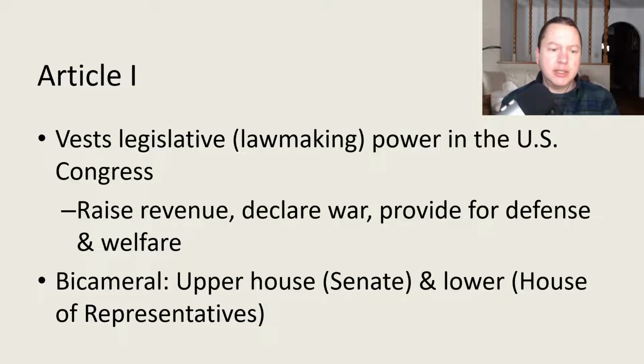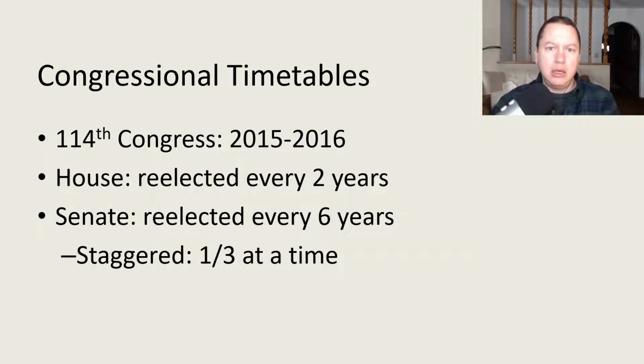Our Congress is bicameral. There is an upper house, or an upper chamber, the Senate, and a lower chamber, the House of Representatives. The two different chambers have different electoral timetables. When we talk about a particular Congress, we're really talking about a 2-year period. So the 114th Congress went from January of 2015 through December of 2016.